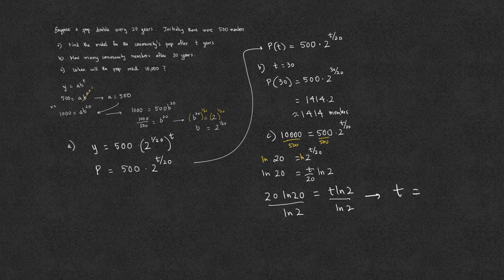T is therefore, in the exact form, 20 ln of 20 over ln of 2. And if we use a calculator to figure out what this is, we get 86.44. This is the number of years. And so it would take about 86.5 years for the population of this community to reach 10,000.